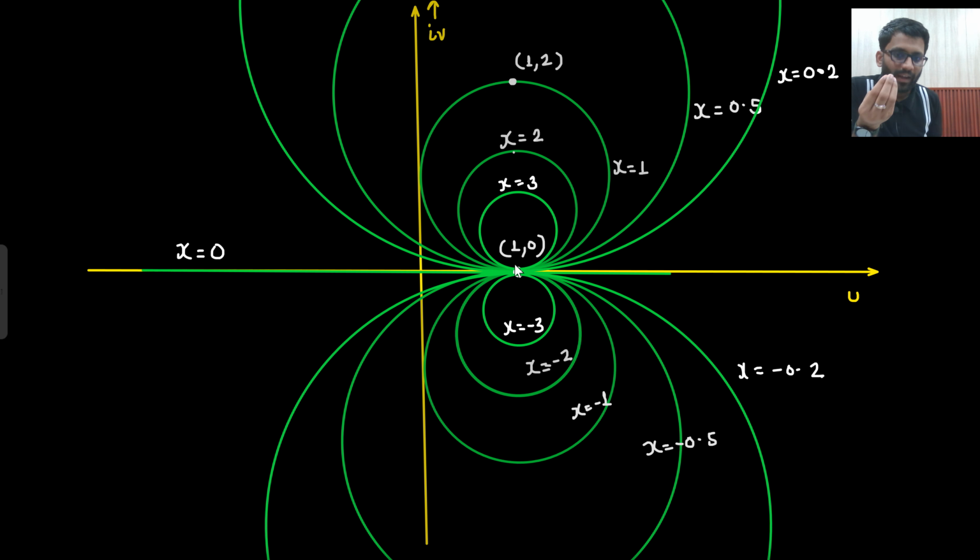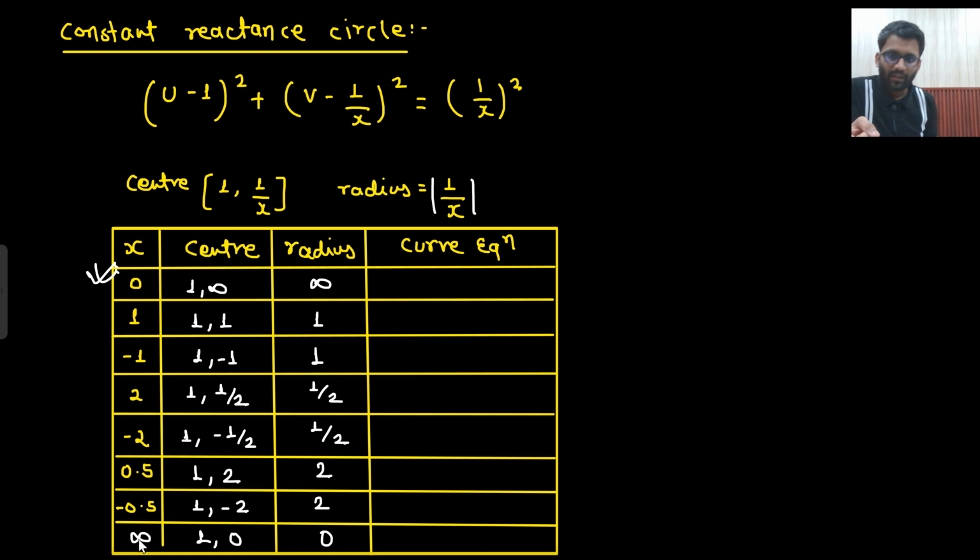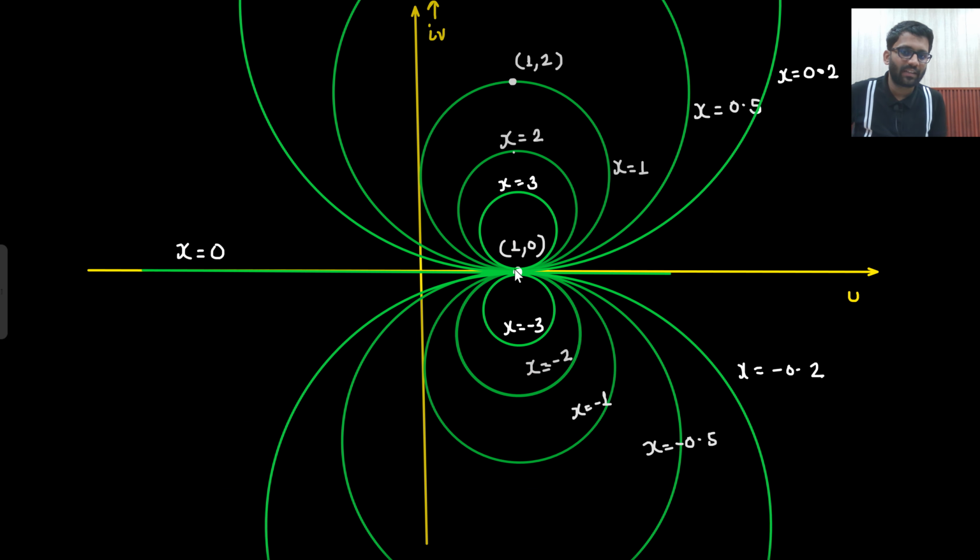That means at 1, 0, if your x was infinity, then your center is at 1, 0 and radius is 0. That means this is the circle. Center is at 1, 0 and radius is 0. So this is for x equals to infinity. So at x equals to infinity, only one point is generated. Then if the value goes lower, then some bigger circle, then some bigger circle.